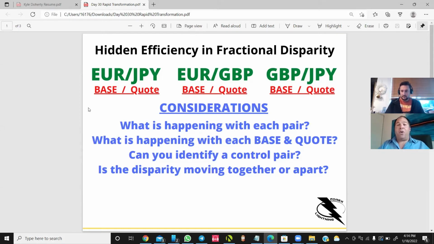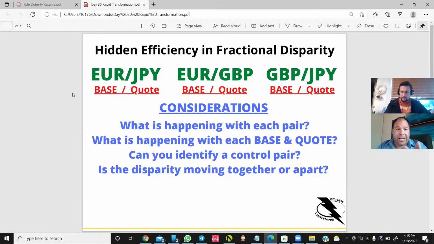You also have to understand what is happening with each base and what is happening with each quote. So in this case, maybe today, the euro yen and the pound yen came screaming down. I looked at the euro pound and it was kind of chopping. Maybe it shot up and down a little bit, but coming into this day, we must have had a really strong yen and a really weak euro and pound as separate bases. So you have to understand each part.